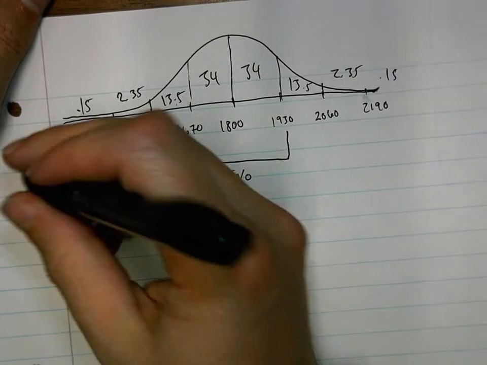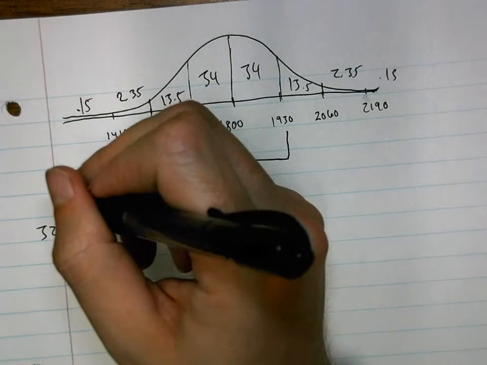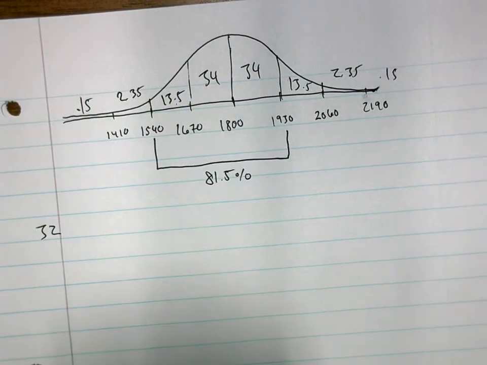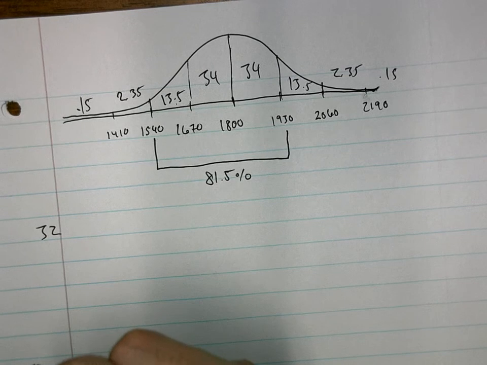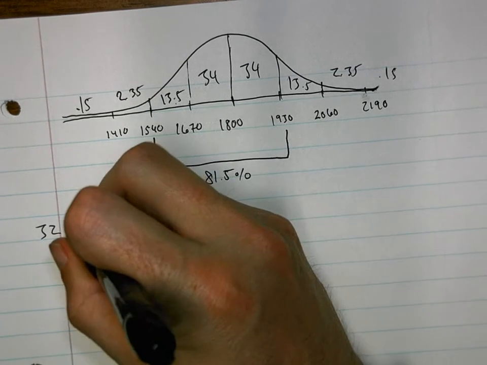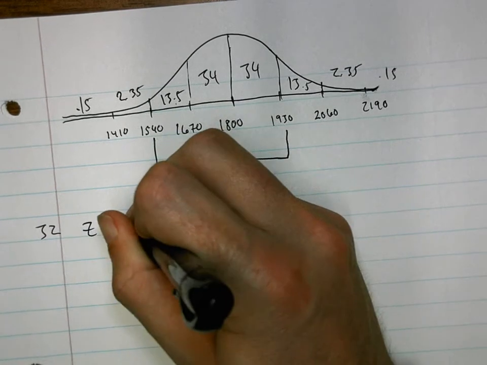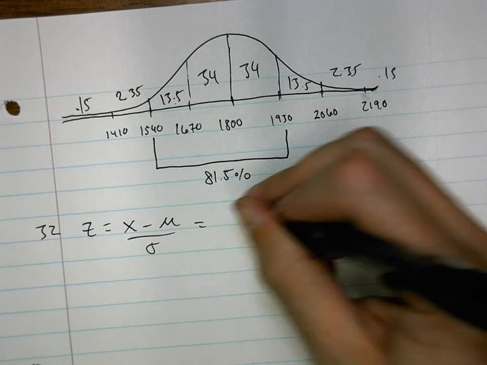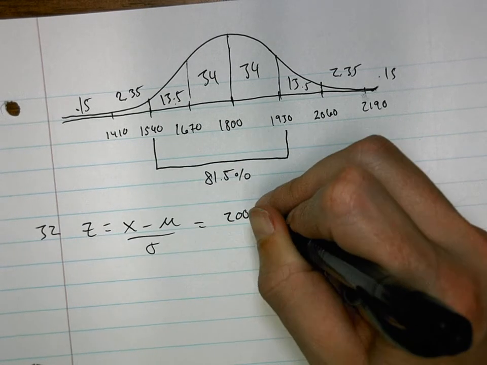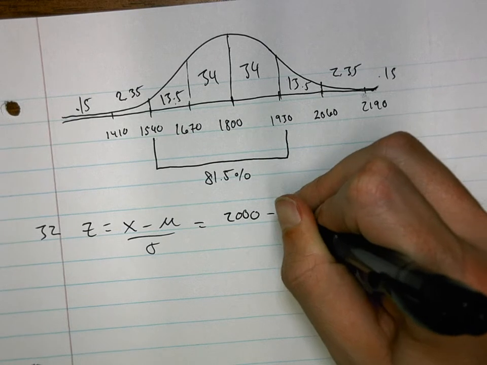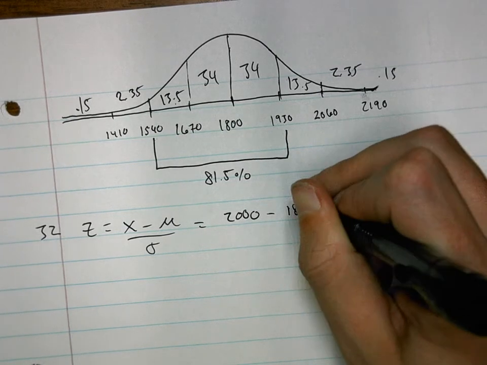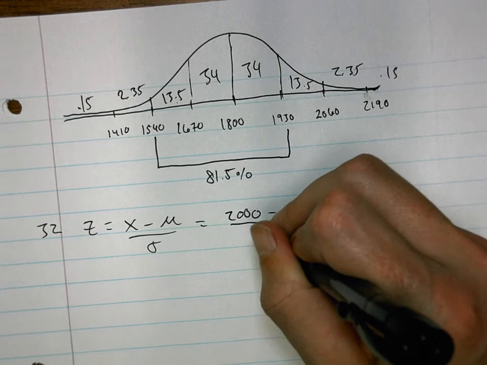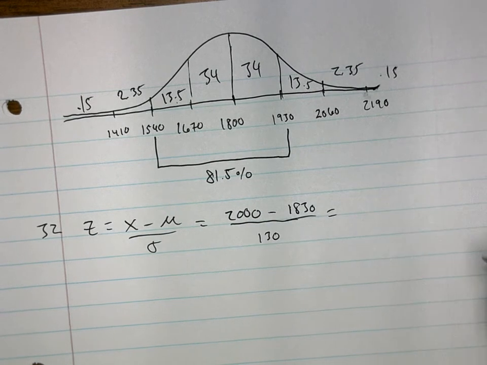32. Using this data, it says 33b, but they really mean 31. What is the z-score? The z-score is equal to the score minus the average, all over the standard deviation. So 2000 minus 1830, all over the standard deviation of 130, and that's going to come out to a number. You guys do it.